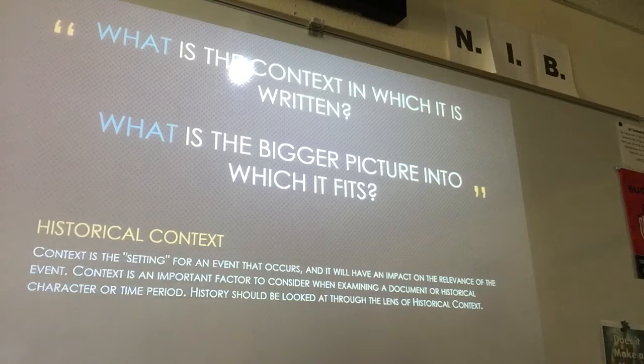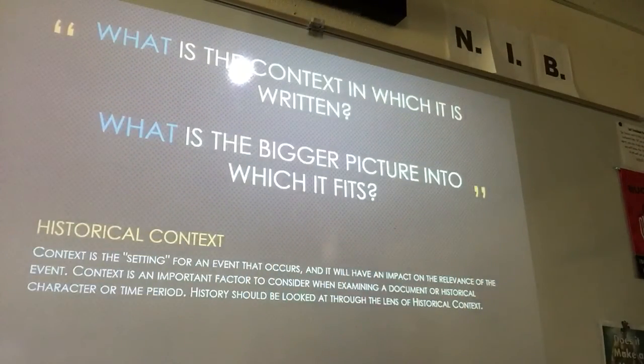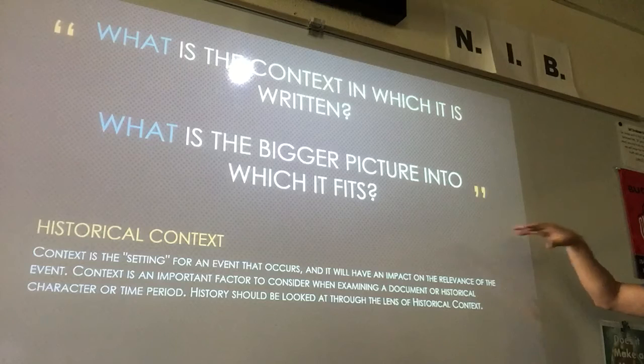So this is the setting for an event that occurs, and it will have an impact on the reliance of the event. Context is an important factor to consider when examining a document or historical character or time period. History should be looked at through the lens of historical context. One of my favorite quotes from C.S. Lewis, he talks about chronological snobbery. We don't want to be snobs chronologically. It's very easy to look back and judge people in the past and think you're better than them. And that's what we have to be careful of. And historical context really helps us with that. So that's the first one.